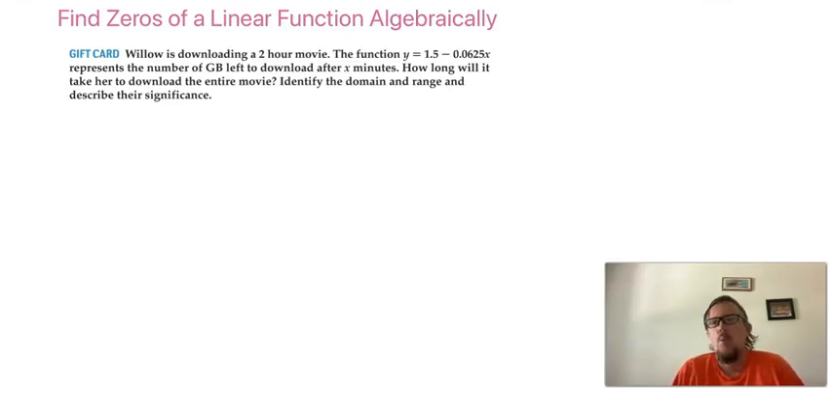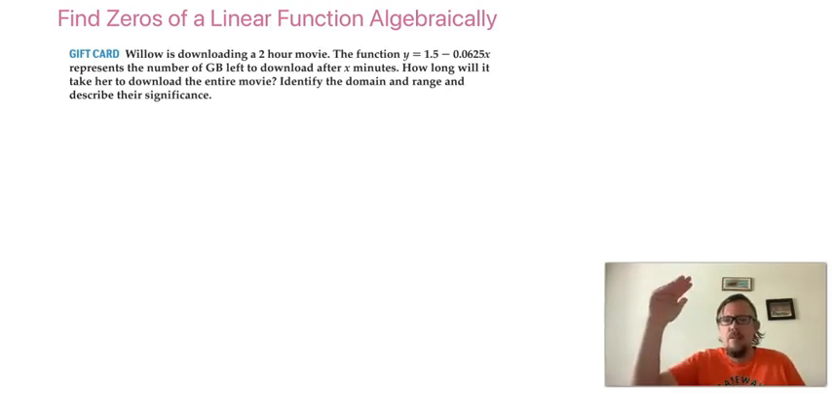So what we need to do when it says how long is it going to take to download the entire movie is figure out what the zero of the function, or the x-intercept, is. We're going to start with a certain amount of the movie that has to be downloaded, and every minute that amount is going to go down, down, down, and we want to know when the amount left to download is going to be 0. That's the zero of the function, the amount we still have left to download.